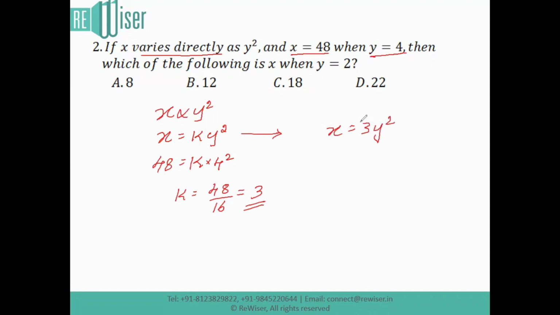So from here it is pretty simple. Since they're asking what is the value of x when y is 2, x equals 3 times 2 square. So 3 times 2 square is 3 times 4, which is 12. So that is the reason it should be option B.